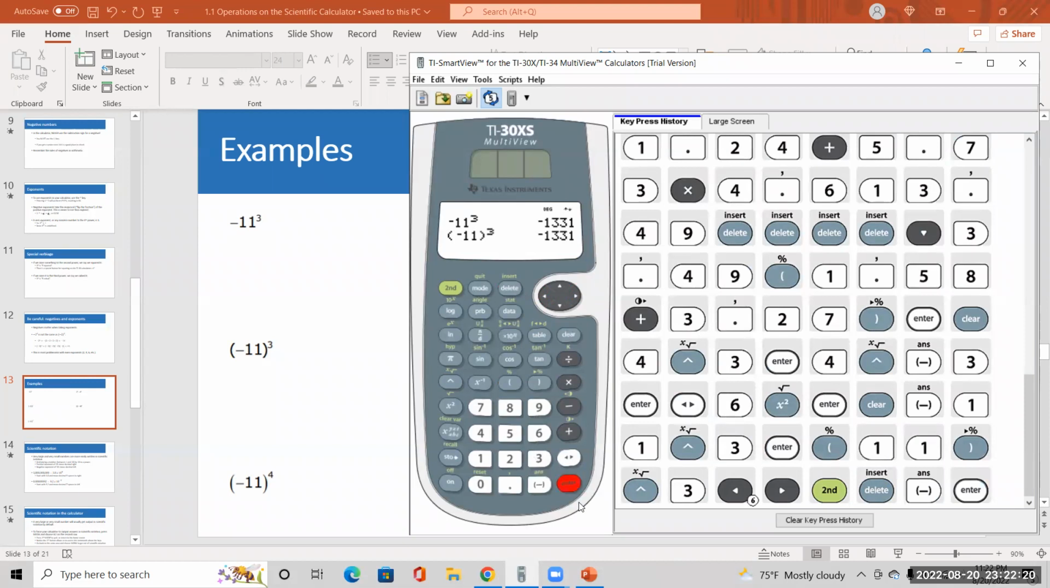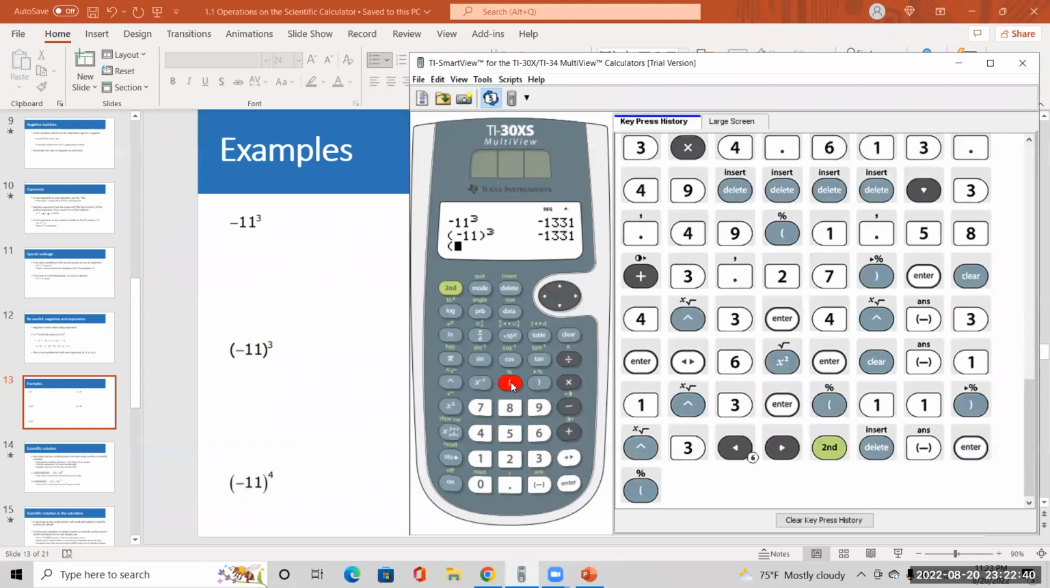And press enter. It's going to still give us that -1331. Now, if this had been an even exponent, like 2, 4, 6, etc., then our signs would be opposite here. But since it's odd, remember, even exponents are the problem. So if we look here at -11 in parentheses again to the 4th, we're going to get a positive number. Okay, if you try that again without the parentheses, it's going to give you the negative version of that.